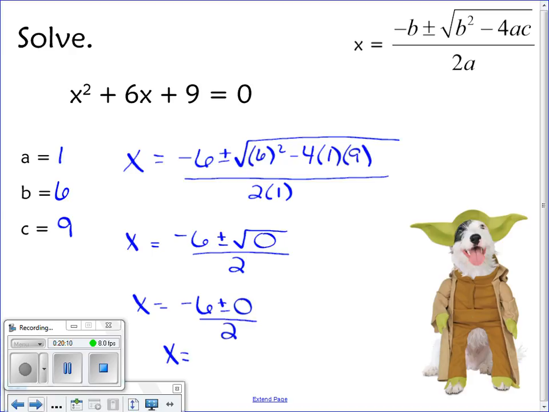So what's negative 6 plus 0 divided by 2? It's negative 3. Negative 6 minus 0 divided by 2, negative 3. So technically my two answers are negative 3 twice. Would you have to list it twice? No, you could just list it once. Just like before when we were solving, if you didn't have a radical and you didn't have an i, actually tell me what your two answers are, because they're like terms.